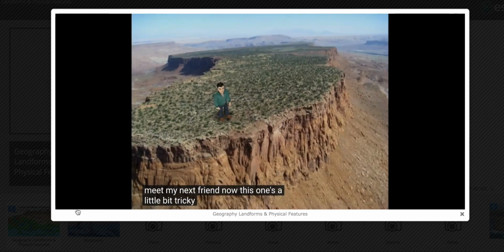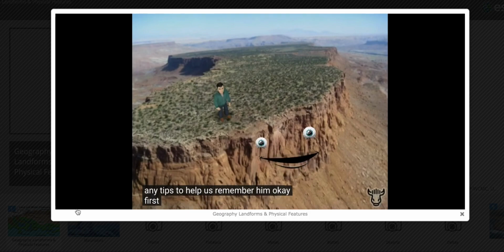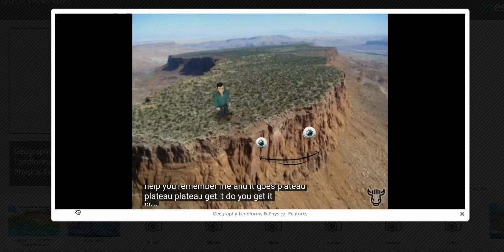So let's go ahead and meet my next friend. Now this one's a little bit tricky. You see, it's very similar to a mountain, except it's flat on the top. It has steep sides just like a mountain, but not the pointy tops. And this guy right here is called a plateau. Let's talk to this guy and see if he has any tips to help us remember him. Okay, first of all, why are you standing on my head? Second of all, I have one tip to help you remember me, and it goes plateau, flateau, flateau. Get it? Do you get it? Like flat?